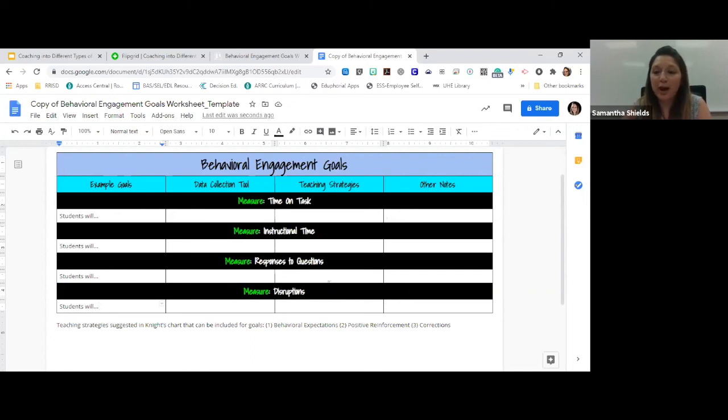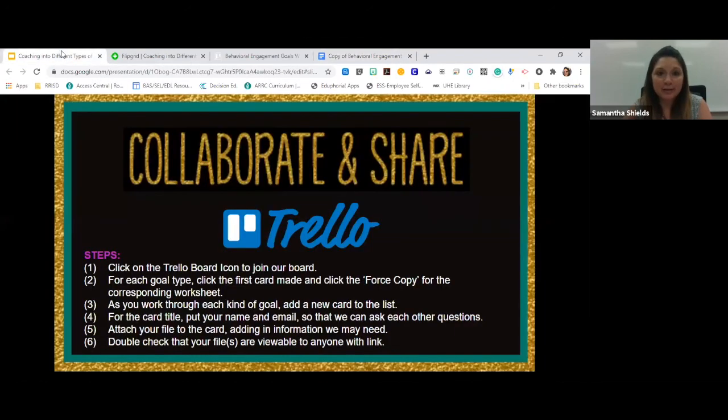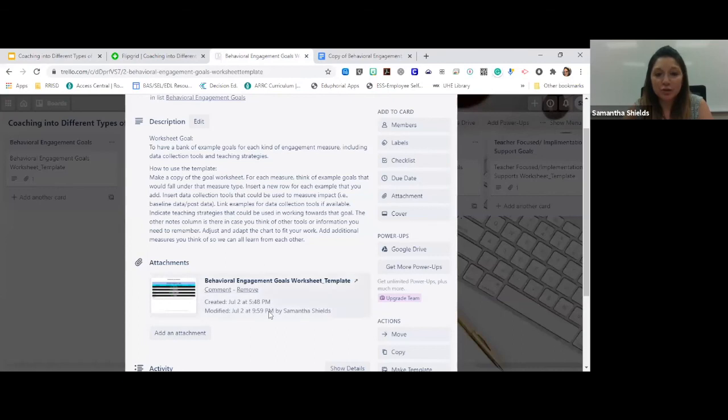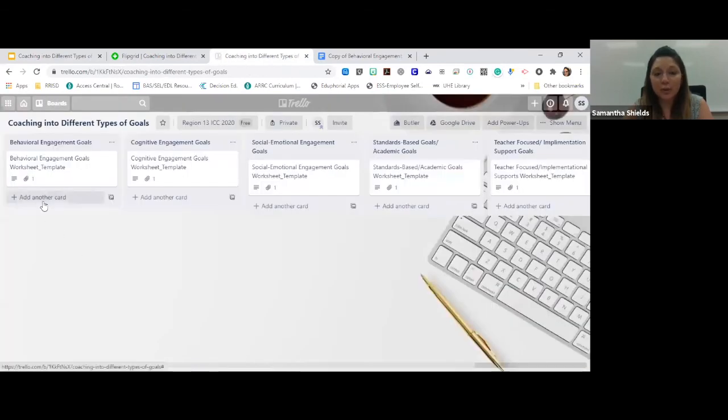And once you have put a couple of examples in yourself, then I want you to go back to our Trello, and you are going to create a card with your name here, and then you can upload that file there so that there's a bank where we can all see some ideas that you came up with and add those to ours. And so therefore we would all have these ideas from each other of some types of goals. And you would do that same thing for each type of goal. And then we would all have each other's work to work off of.